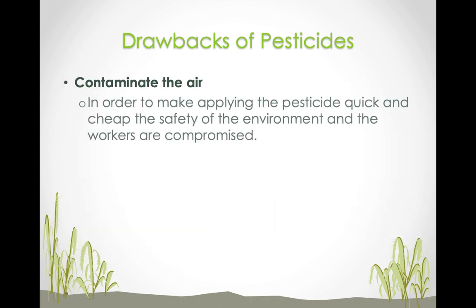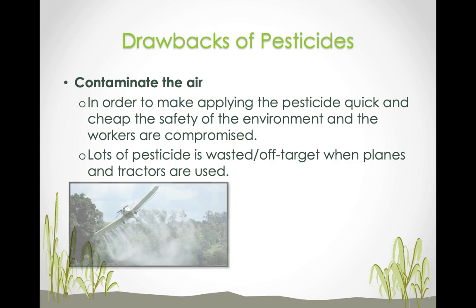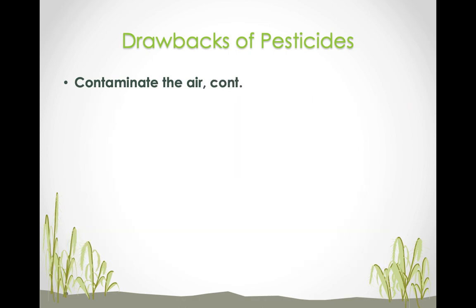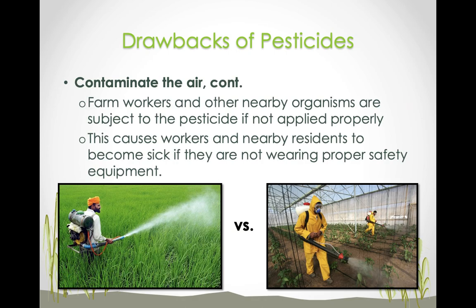Another drawback of pesticides is they contaminate the air. In order to apply them as quickly and easily as possible, I'm sure you've seen planes like this that are just spraying down pesticides on crops, or even just a large tractor that's spraying many rows of crops at the same time. In the case of the airplane particularly, a large amount of the pesticide is going to be wasted, or it's going to go off target and perhaps harm something that was not even a pest to begin with. Workers themselves are oftentimes put in an unideal position because they are the ones sometimes applying these pesticides. So that really can affect their health.